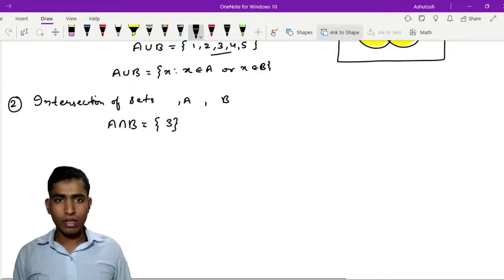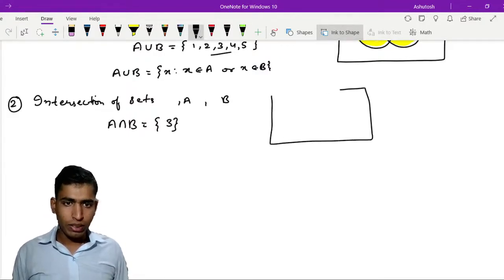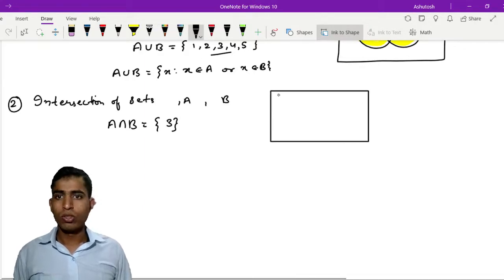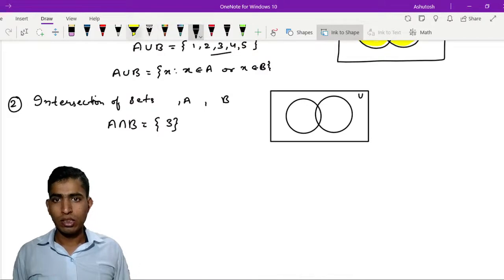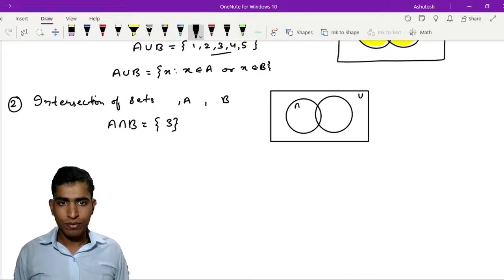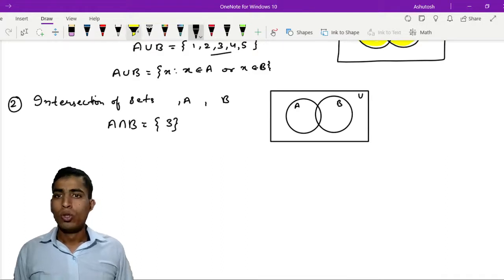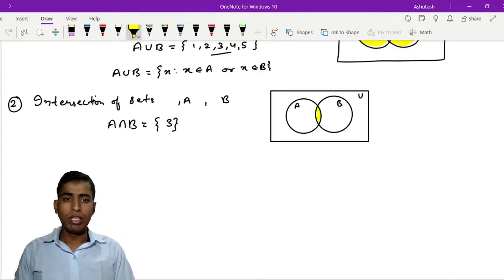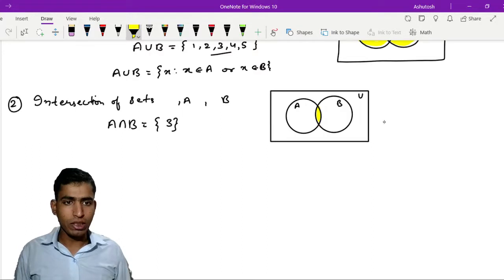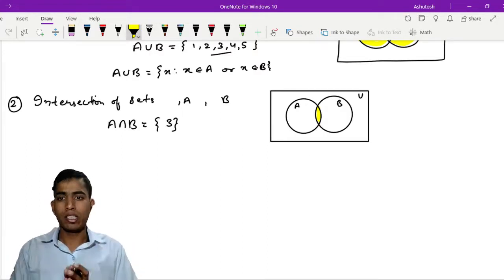So let us understand this with the Venn diagram. This is a universal set. Let's say this is set A and this is set B. So the intersection represents this area only, which is overlapping. If there is something common, we will show it with overlapping figures. If there is nothing common, we have to represent it with separated circles. So now, hope you got the idea of what A intersection B is.